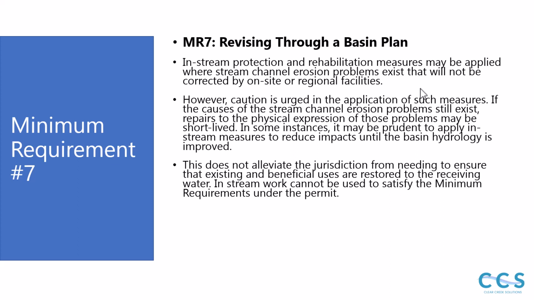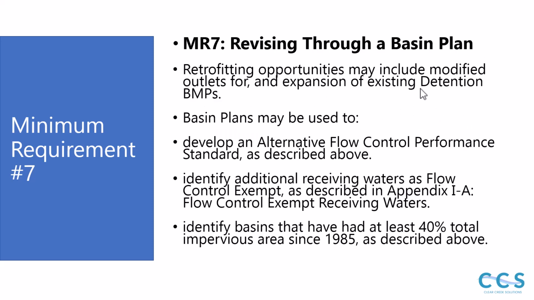If the causes of the stream channel erosion problem still exist, repairs to the physical expression of these problems may be short-lived. In some instances, it may be prudent to apply in-stream measures to reduce impacts until the basin hydrology is improved. This does not alleviate the jurisdiction from needing to ensure that existing and beneficial uses are restored to the receiving water. In-stream work cannot be used to satisfy the minimum requirements under the permit. Retrofitting opportunities may include modified outlets or an expansion of existing detention BMPs.